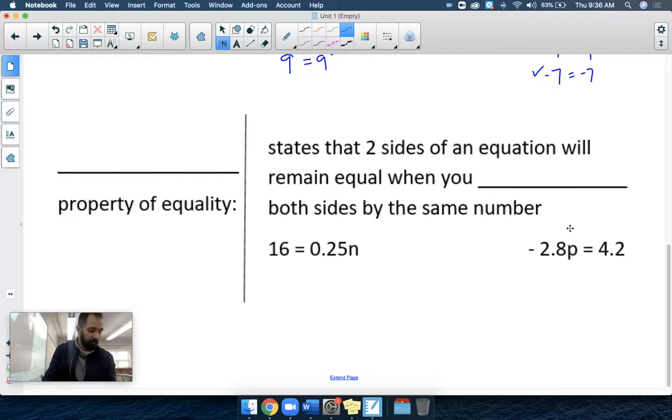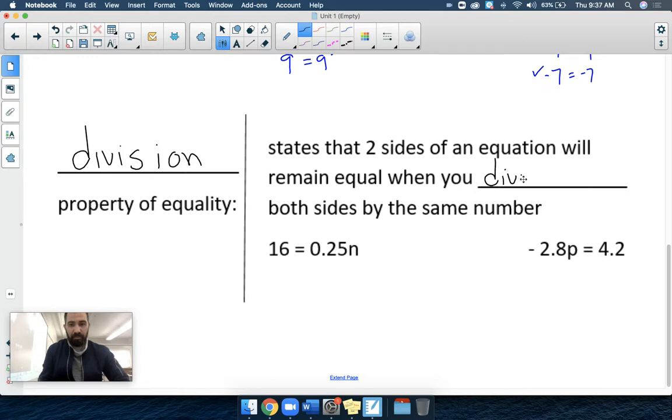Let's keep going. Our next one is the division property of equality. Division means divide, and it states that two sides of an equation will remain equal when you divide both sides by the same number. We did addition, we did subtraction, now we're going to do division. Do the same thing. We're going to draw your line down.